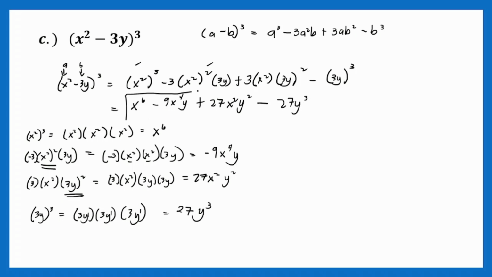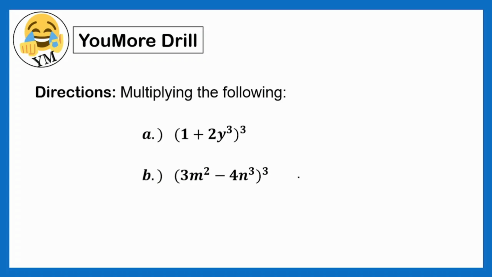And this will now be the final answer. X raised to 6 minus 9x raised to 4y plus 27x squared y squared minus 27y cubed. Alright? So I guess you are ready now for our humor drill. Okay? So I'll give you 2 items to answer. I'll pause for a while now, and I'll get back to you to give the answer. But if you still need time, feel free to pause the video. Your timer starts now.